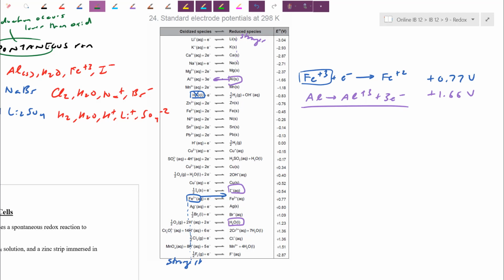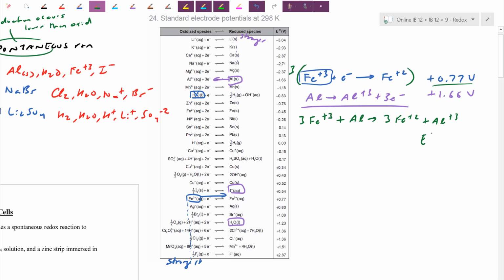Remember, the half equations on the table are already balanced for you. So we just need to do a lowest common multiple step here. I need to triple this first reaction. Long story short, the voltage does not get tripled. So for the first reaction, 3Fe3+ and an aluminum is going to become 3Fe2+, and we have aluminum ions.